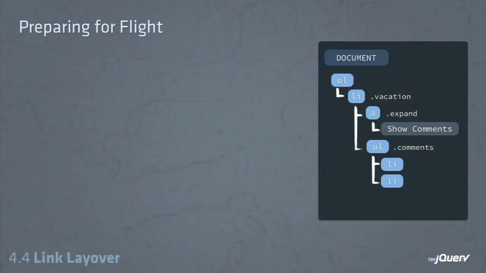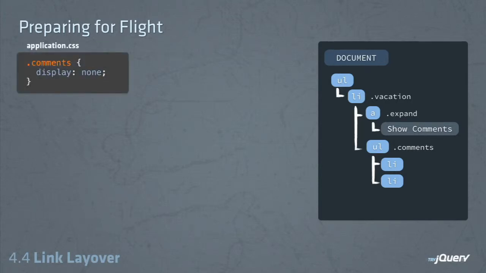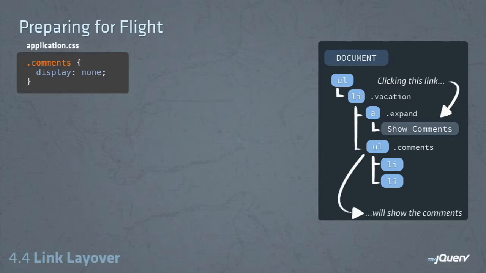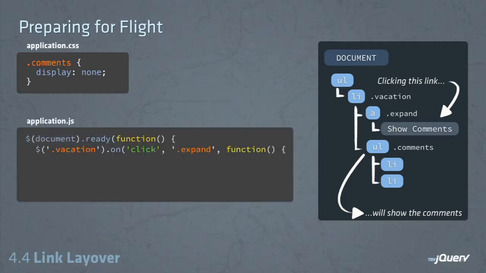Here's our DOM, and the first thing we want to do is to make sure that the comments UL is hidden when we load the page. So we make it display none inside of our CSS. Then we want to add behavior so that when we click this link, Show Comments, that it shows the proper comments underneath that link.